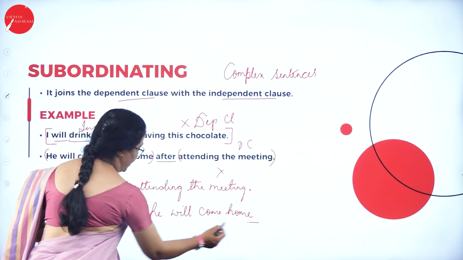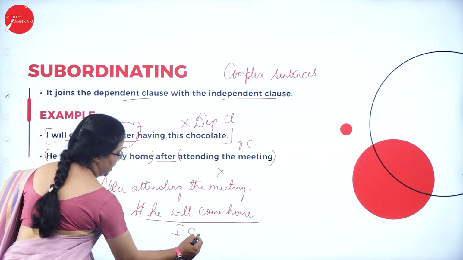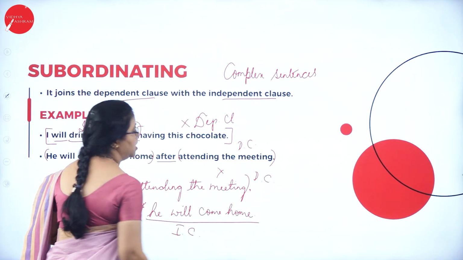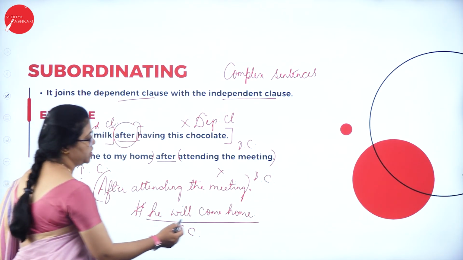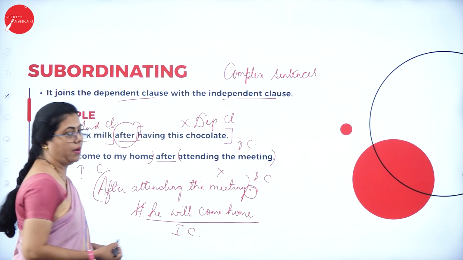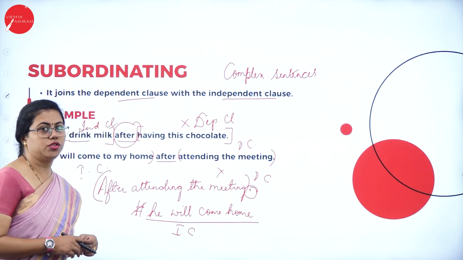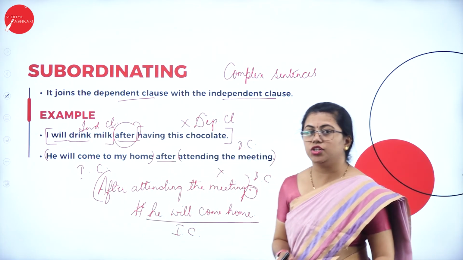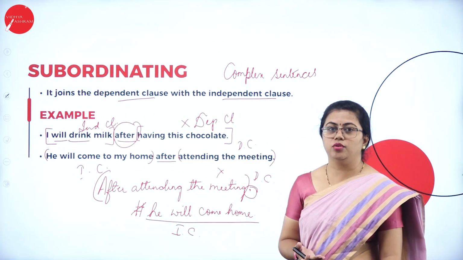So I am putting the independent clause at the second position. I am putting the dependent clause in the first position. So when you are using the dependent clause first, then you need to put a comma after the dependent clause. Fine. So these are the three different types of linkers or conjunctions that you had to understand.